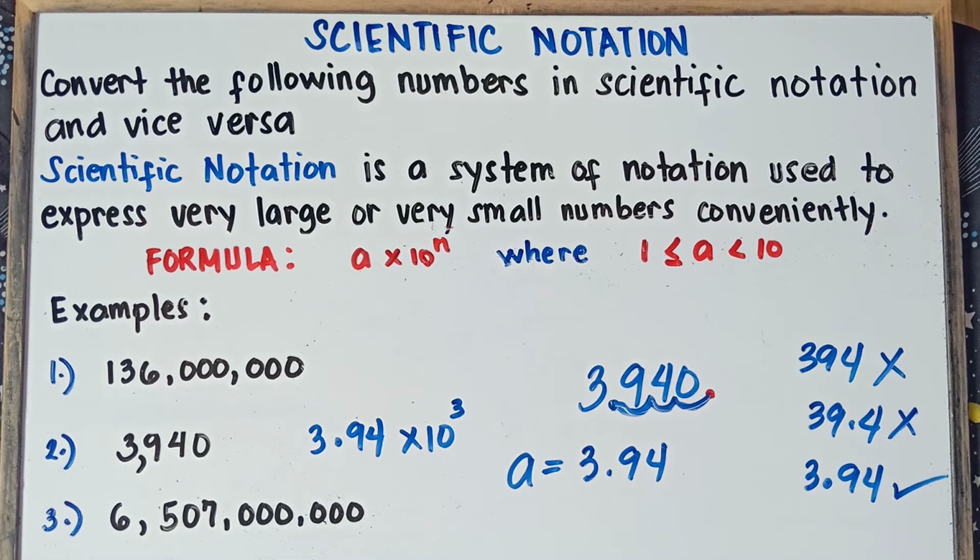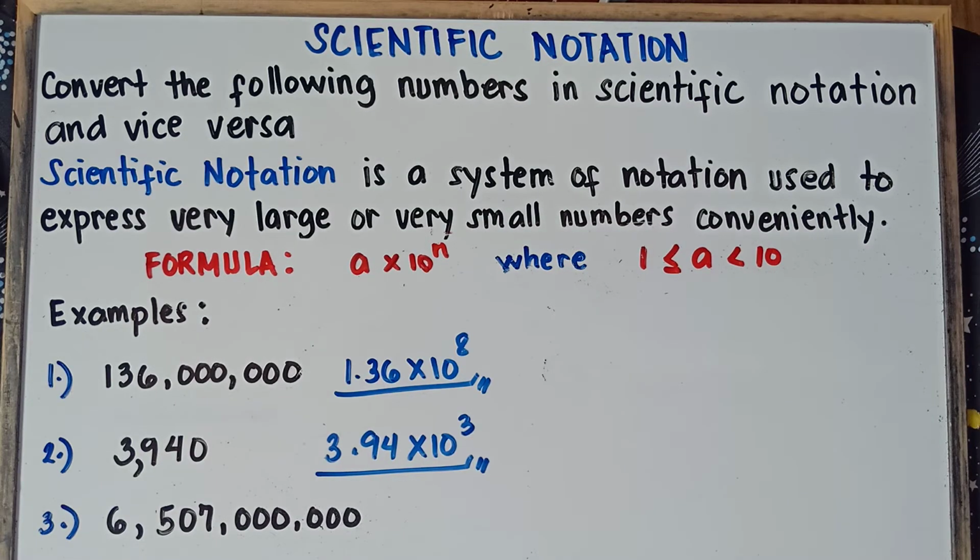That's it, class. That's the answer with regards to example number 2. Alright, so let's proceed now to example number 3. Last example, and then later on, we will be dealing with very small numbers. Alright, so example number 3. Our given number, we have 6,507,000,000. So let me just copy the number.